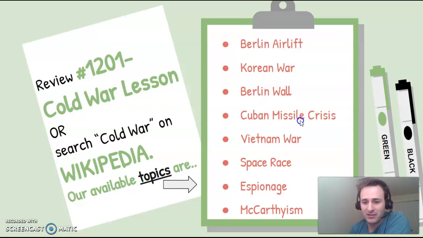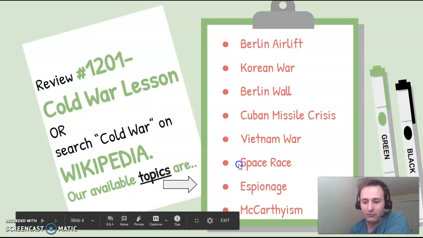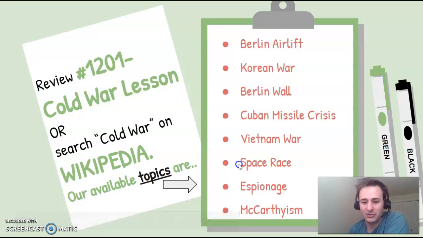The Cuban Missile Crisis, an event that took place in the early 60s under President Kennedy. The Vietnam War was a 20-year conflict that took place between the 1950s and 1970s. The space race, getting into space and landing on the moon, in which the United States and the Soviet Union played a huge impact, and the battle really there of who can get there first and who can be best.